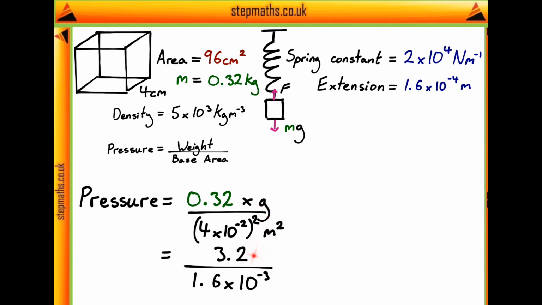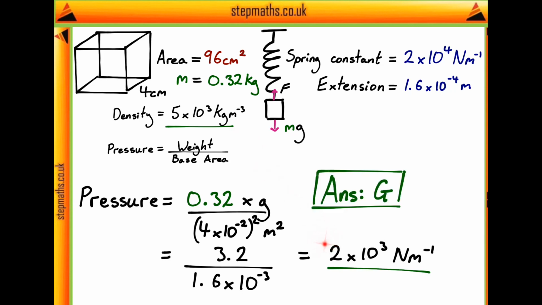So then going through and simplifying this a little bit by taking g to be 10, this top part of the fraction becomes 3.2, and the bottom part, just by squaring what's inside the bracket, is going to become 1.6 times 10 to the minus 3, and then dividing and cancelling through our 3.2 and 1.6 and bringing our 10 up to the top, we get that the pressure produced by our block against the surface is going to be 2 times 10 to the 3 newtons per metre squared. So comparing this pressure and our density to the answers given in the question, we find that this is going to correspond with answer G.